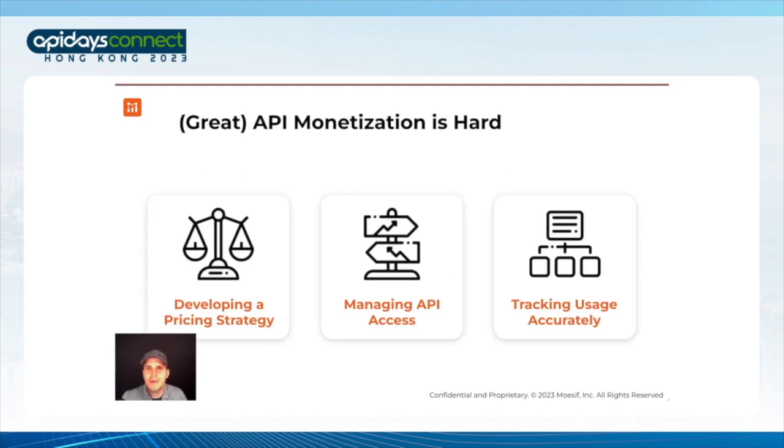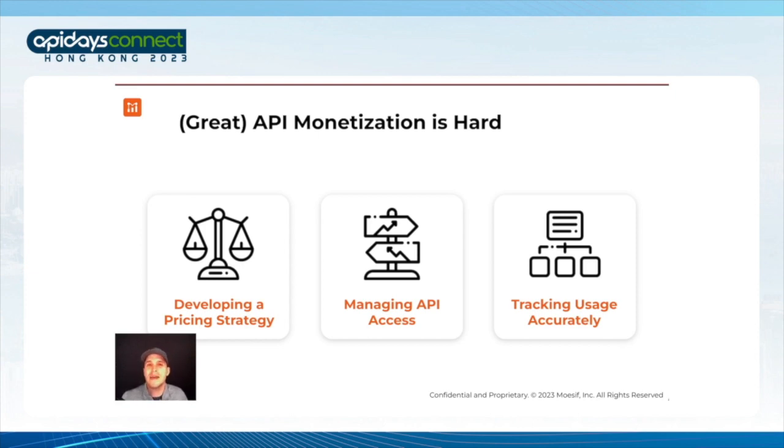The first thing that I want to talk about is the fact that great API monetization is hard. I think there are a lot of examples out there of APIs being monetized. However, being monetized well is a tougher task. There are a few components to great API monetization. The first is developing a pricing strategy. It's great if you've monetized your APIs, but if the pricing doesn't make sense, then it's going to be very, very tough to sell those APIs.